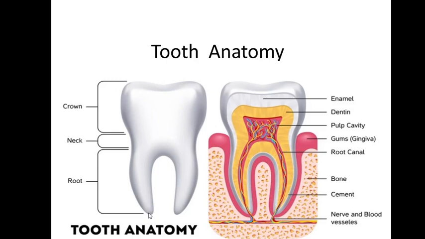The enamel covers the crown. This is the enamel part. It covers the crown, and the cementum covers the root. Here, this is the enamel. We said it's white in color, and the cementum covers the root, which is yellow in color.